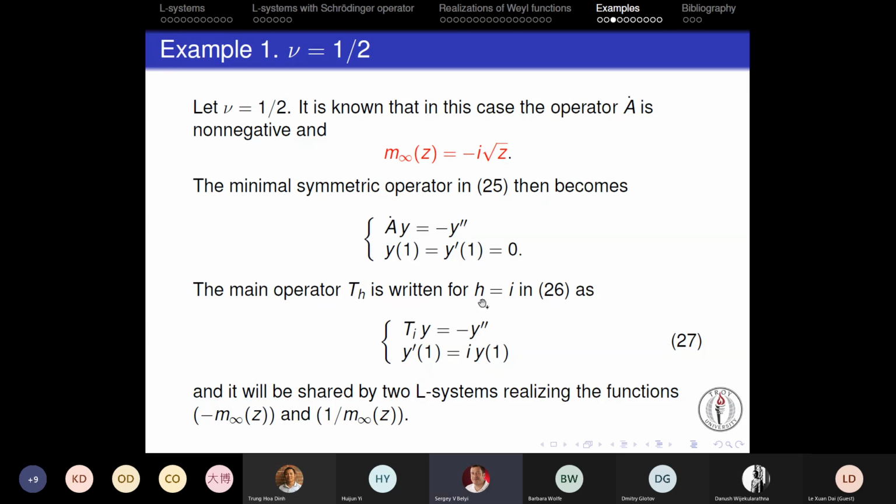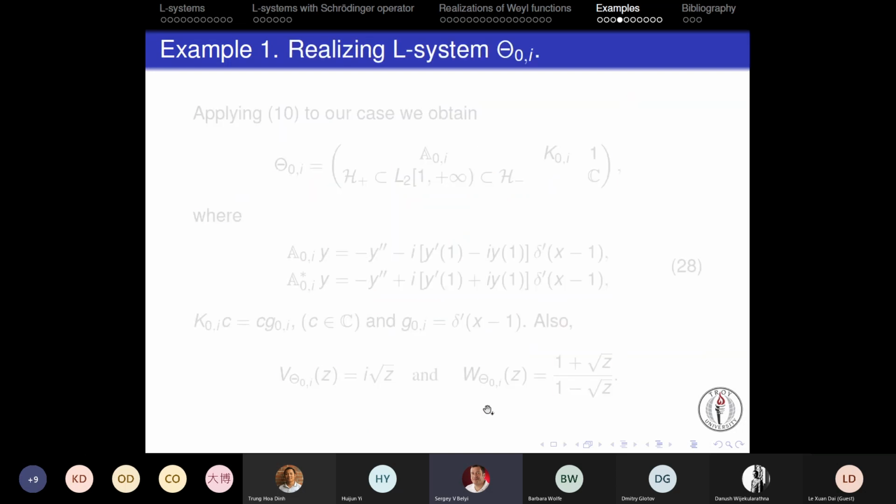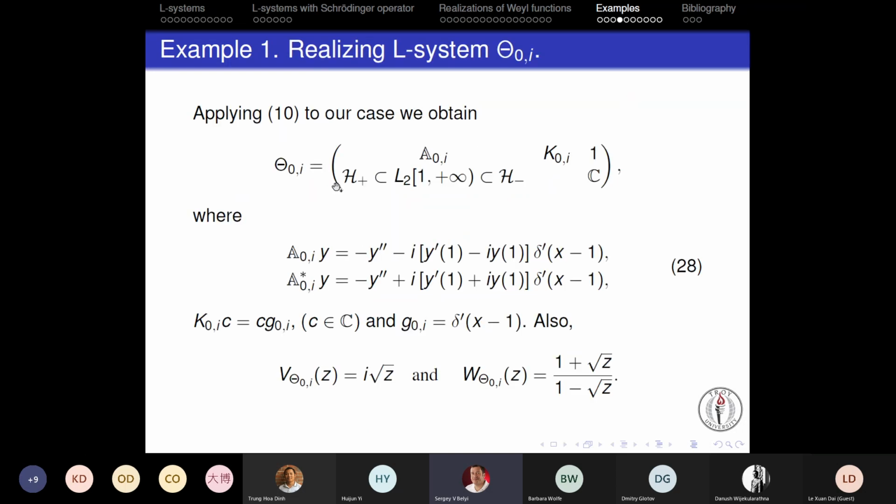The main operator we're going to write for h equal i, because it appears to be a special value that is common for all the families of all the L systems realizing Weyl group of functions. And so we put i in here. Okay, and now we can actually go ahead and use our theory and construct L systems realizing negative M infinity and 1 over M infinity for this particular case. And we are doing so.